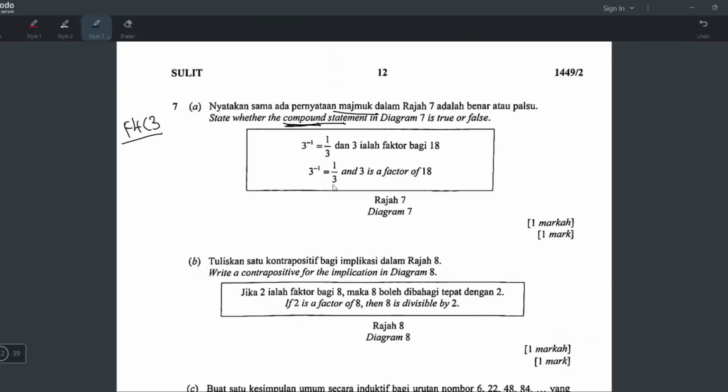Okay. So as you can see, there are two statements here. First statement is this one. Second statement is this one. And they are combined using the word and. Okay, so you want to state whether the compound statement is true or false.